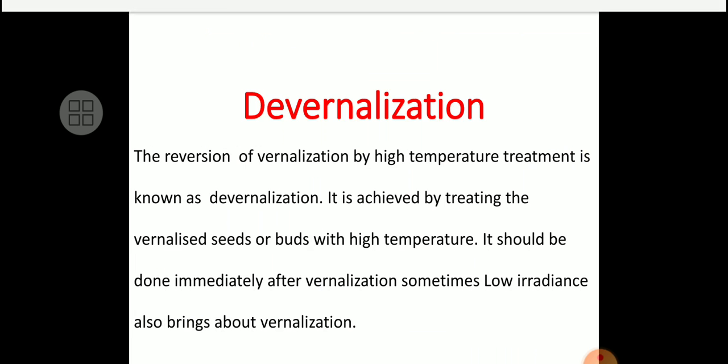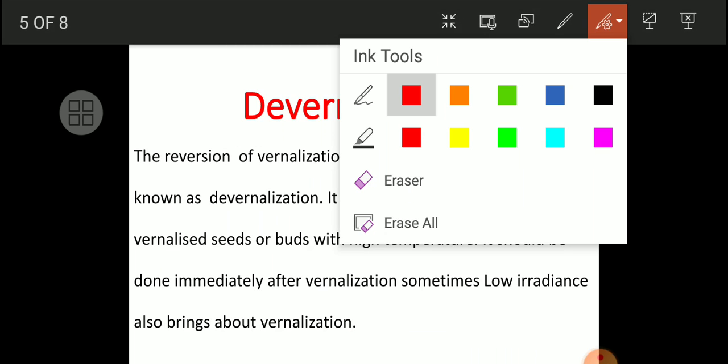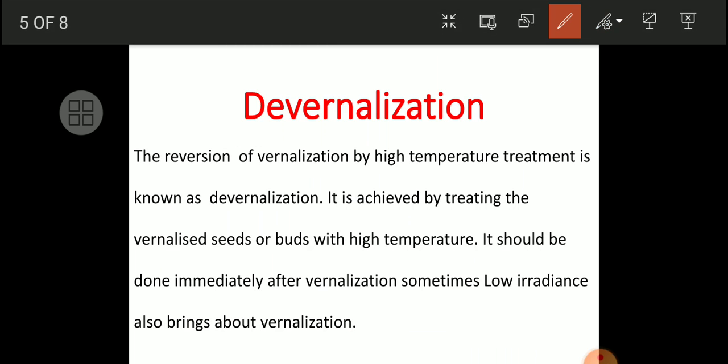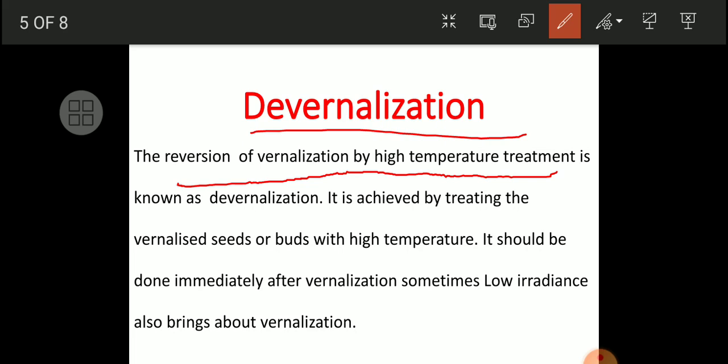Now, after getting an idea about vernalization, you have to keep in mind that devernalization is also there, isn't it? So what is devernalization? Reversion of a vernalization by high temperature treatment. We know that in vernalization, there is a requirement of a chilling treatment, cold temperature treatment, for the initiation of flowering in the flowering plant.